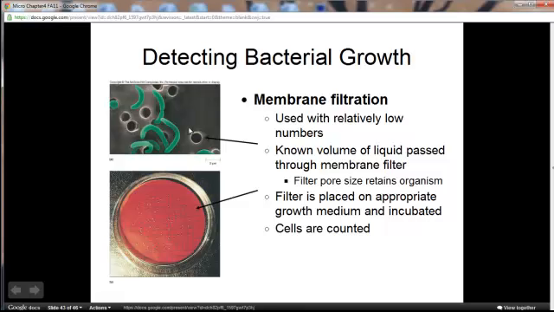So we take a filter that has very, very small holes that are so small that liquid will pass through, but the bacteria that are in the culture will get stuck, as shown here. So when you stick all these cells on the filter, you then take the filter and press it on top of a plate, shown here. And any cells that may be alive will grow up into colonies. You count the colonies, and that gives you an estimation of how many cells were in the original culture.